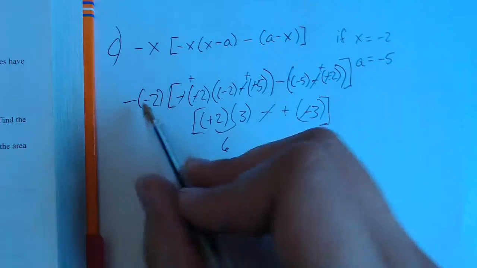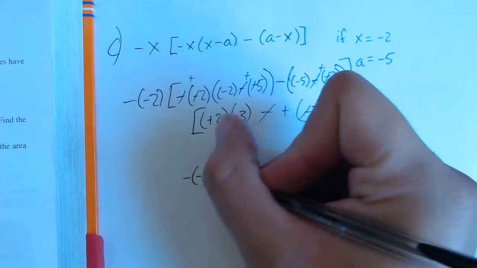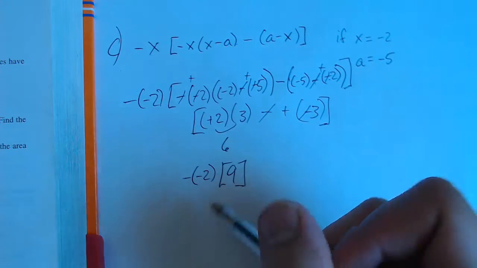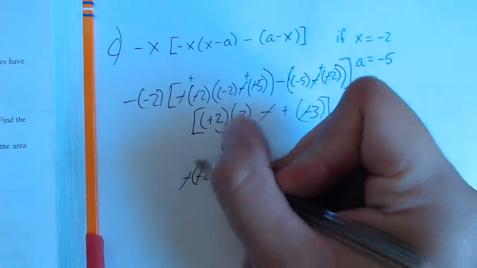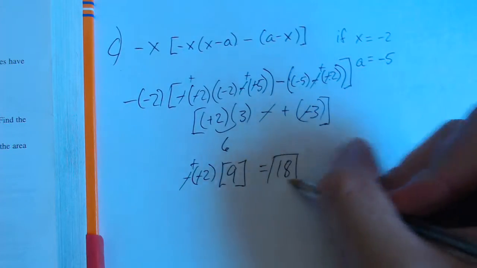And everything in the brackets is being multiplied by negative 2. So outside of this we have negative 2. That just becomes positive 2. Positive 2 times 9 equals 18.